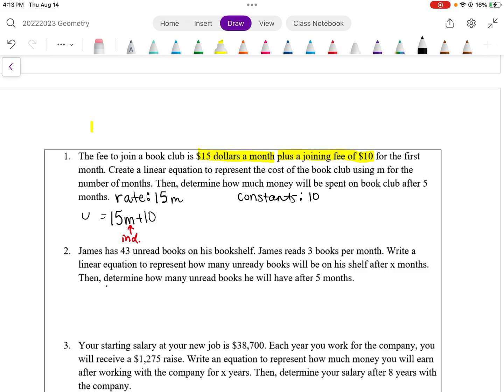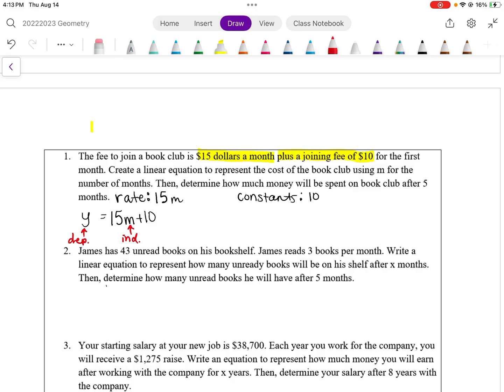This right here is our independent variable. Now we need a dependent variable. The dependent variable is going to be our y. The dependent variable is going to be, dependent. The dependent variable would tell us how much money we're spending overall, okay? So M is our independent variable, Y is going to be our dependent variable. It's going to represent the cost.